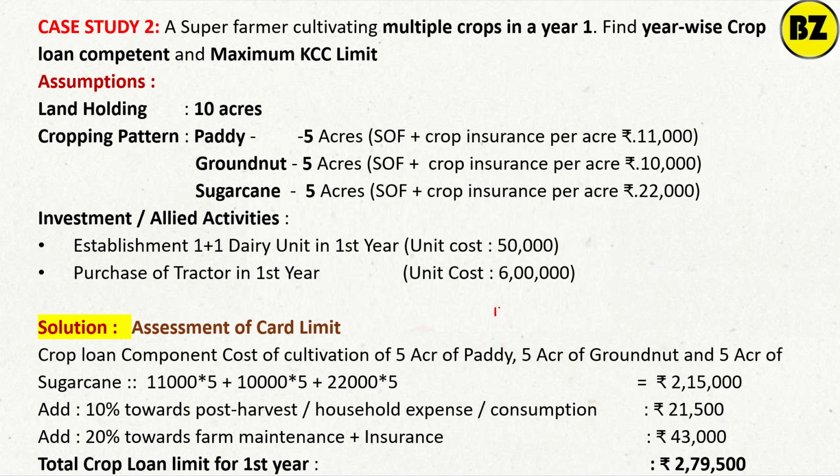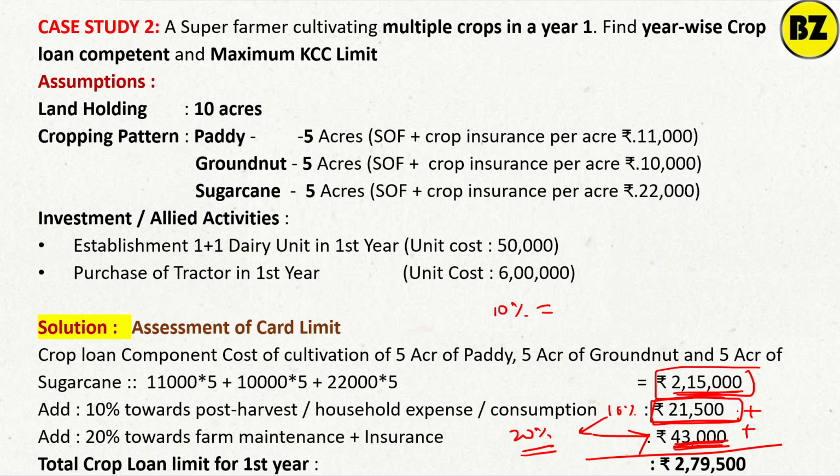Now we have to add 10% towards post harvest household expenses or consumption. So 10% of 2,15,000 is 21,500. 20% further we have to add towards farm maintenance and insurance. So 20% will be simply 43,000. This is 10%, how to find 20%? Just double, right? So it will be 43,000. Now total 2,15,000 plus 21,500 plus 43,000, total will be 2,79,500. So this is the first year crop loan limit.